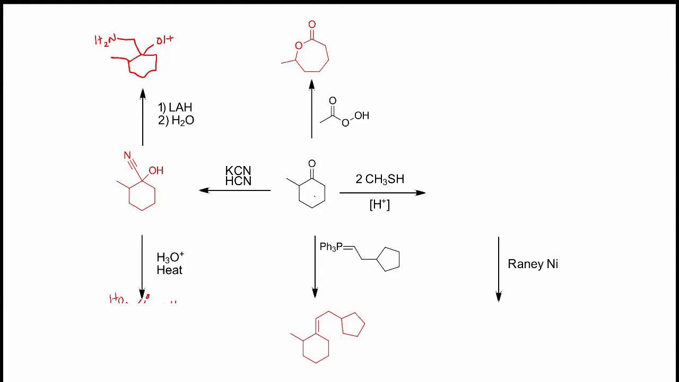And then the methyl cyclohexanone with 2 CH3SHs. We're going to get a thioacetal. So SCH3. That extra hydrogen will get picked up in a proton transfer. And if we add Raney nickel to that thioacetal, we get just a methyl cyclohexane back. And then we saw the Wittig reaction there. All right, questions here before we move on to the book problems.